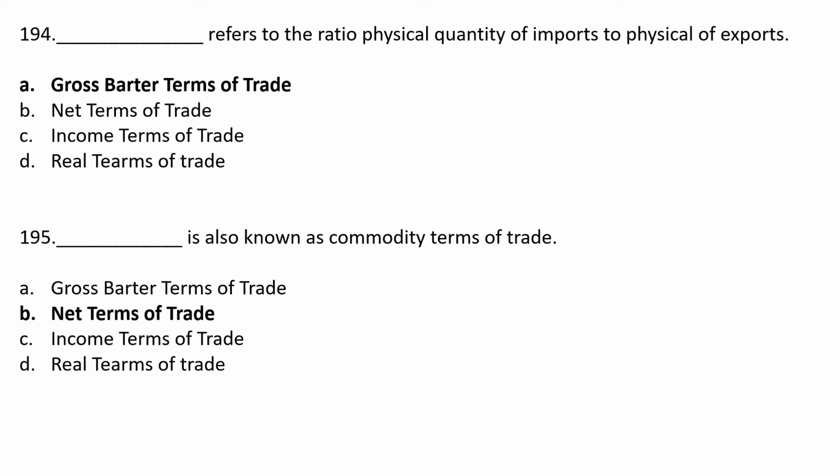Dash is known as the commodity terms of trade. Option A, gross barter terms of trade. Option B, net terms of trade. Option C, income terms of trade. Option D, real terms of trade. The correct answer is option B, net terms of trade. Net terms of trade is also known as commodity terms of trade.